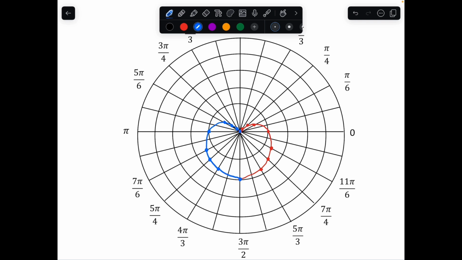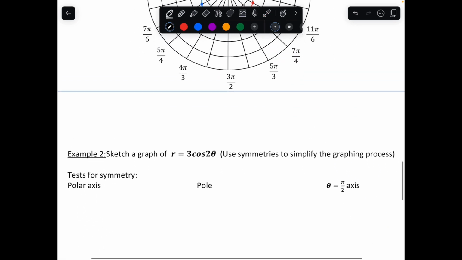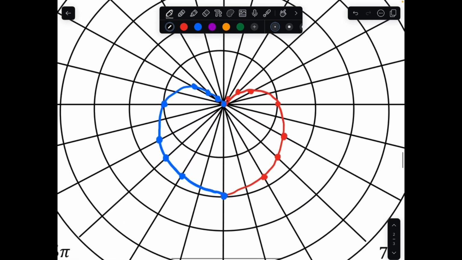While my graph isn't perfect, this does have symmetry. It has that symmetry over the vertical axis, right? The red and the blue match each other. So this is our final sketch of our graph. And now we can move on. Actually, before we move on, let's take a closer look at our cardioid real quick.